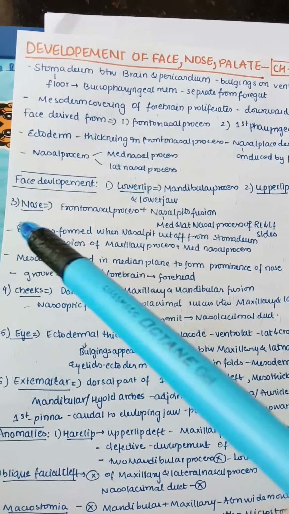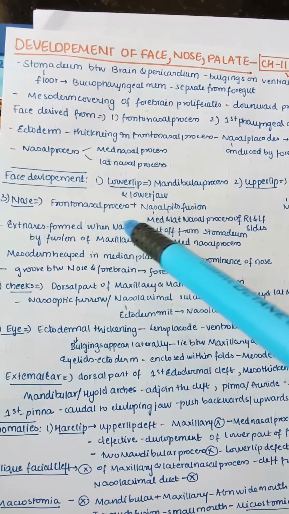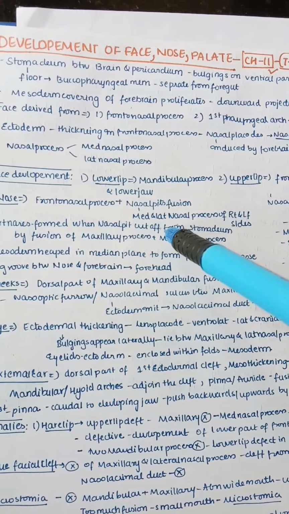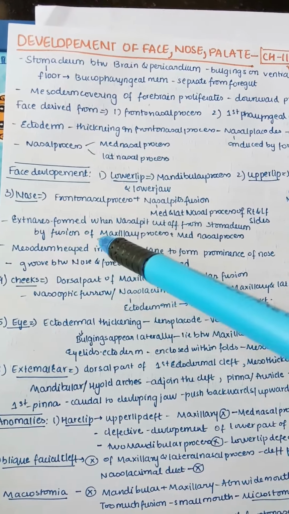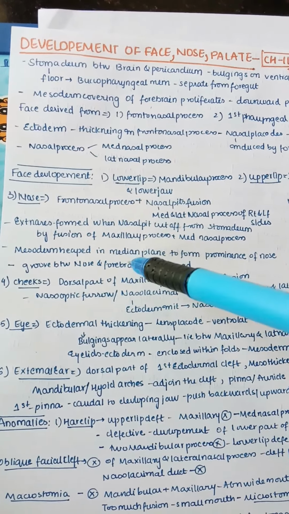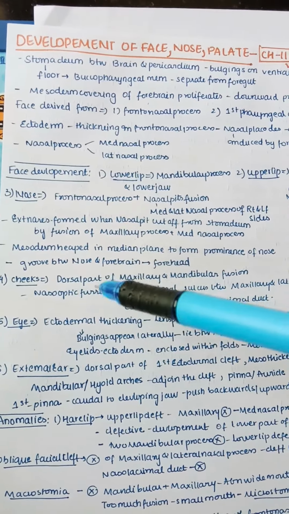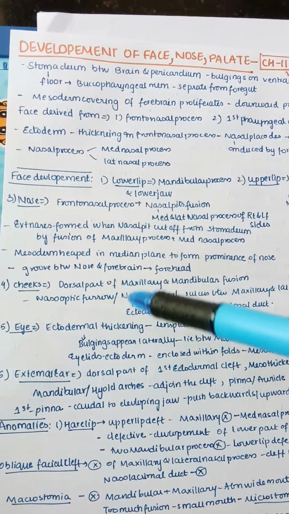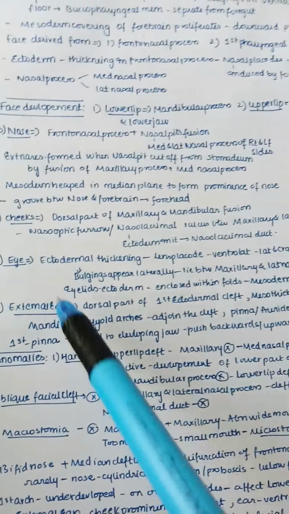And now let us see how the nose is formed. The nose forms from the frontonasal process fusing with the nasal pit. The medial and lateral nasal processes of the right and left sides fuse together, and the external nares are formed when the nasal pit is cut off from the stomatodeum, mainly by the fusion of the maxillary process with the medial nasal process. The mesoderm is heaped up in the median plane to form the prominence of the nose. The groove between the nose and the forebrain is the forehead, right? And next, let us see cheeks.